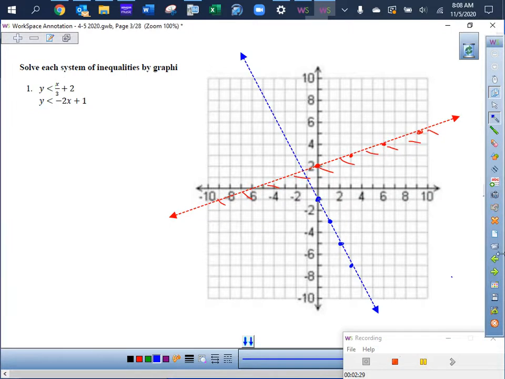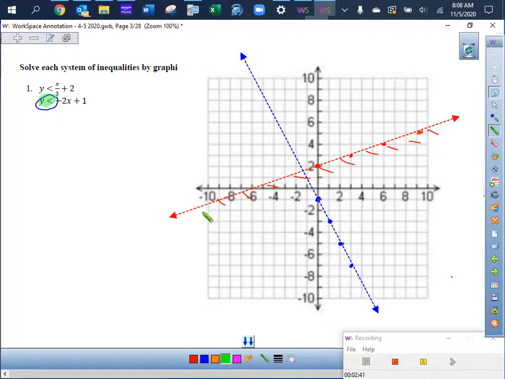No equal to bar, right? So making that dashed line. And then using this symbol, because y is by itself, we can let the symbol just tell us where to shade. Aren't we supposed to shade below this blue line because that's a less than symbol, right? So to shade below the blue line, remember we also want to shade below this red line, like where the shades overlap is where our answer is.